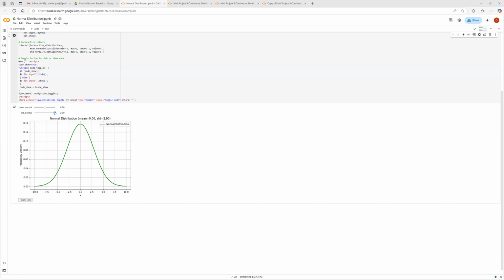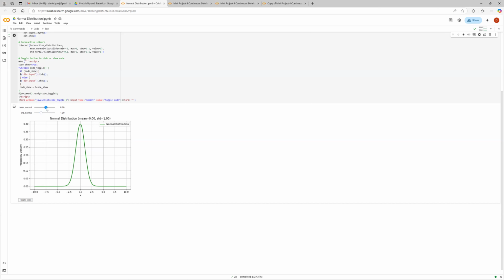If we set it to 0 and 1, we've got something called the standard normal distribution, which is used heavily in statistics.